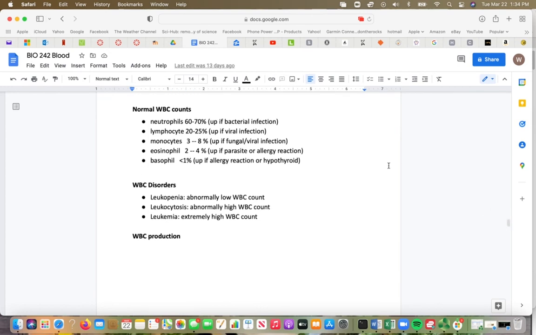So our numbers here: neutrophils are typically 60 to 70%. If it's a bacterial infection, they're going to go up. Lymphocytes, 20 to 25%. They would go up with a viral infection. Monocytes, 3 to 8%. Those would go up with viral and fungal infections. Eosinophils are elevated when there is a parasitic response or an allergic response. And then basophils are less than 1%. They can go up with allergic reactions, or they may be elevated in a person with hypothyroid.